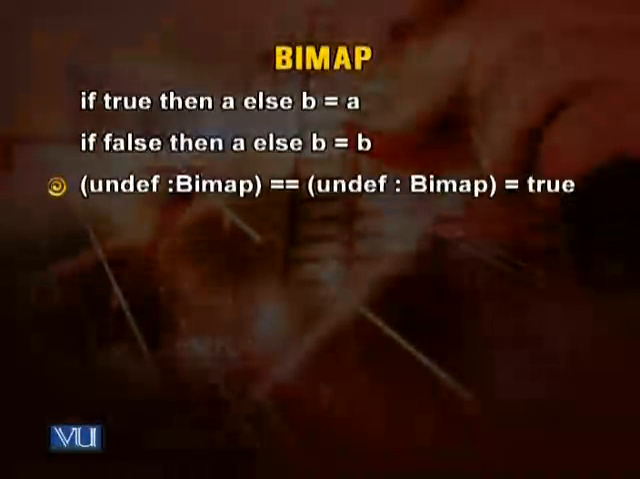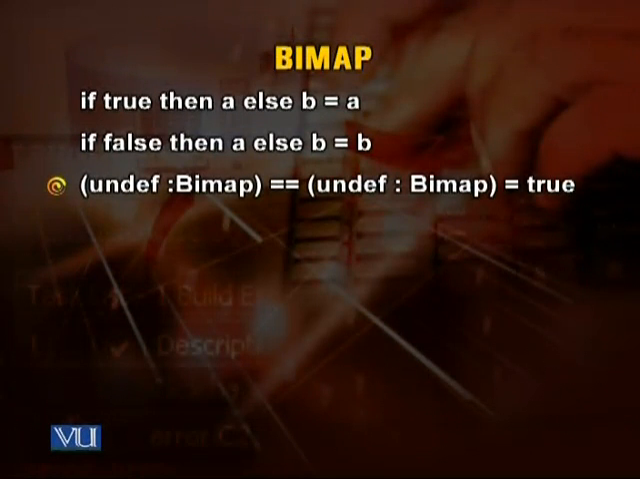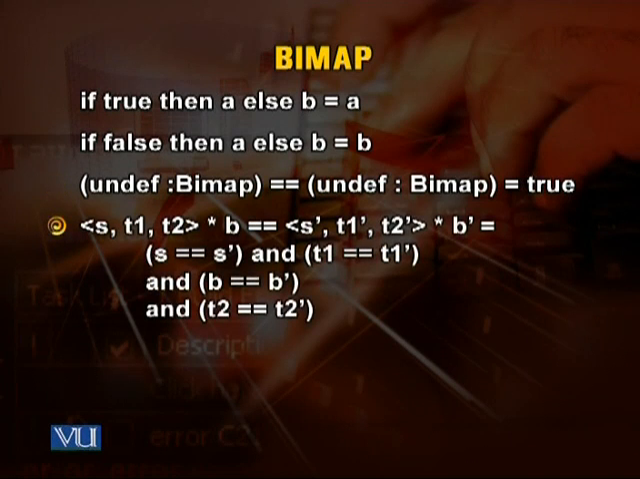Then we have the equality. We say undef bimap is equal to undef bimap is equal to true. So we say undef is equal to undef, and that is true. So there is nothing very special about it. Let us look at the constructor, and we write the equality in terms of the constructor. This is the same kind of formulation that we have seen in so many previous cases. The only thing is that, in this particular case, the syntax and the argument list is different, but it is essentially the same kind of formulation.